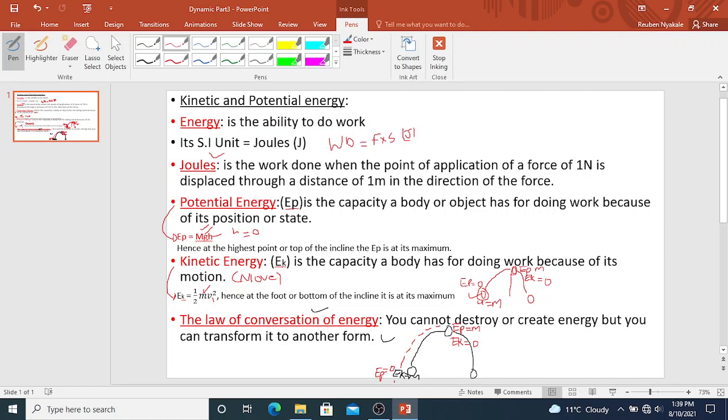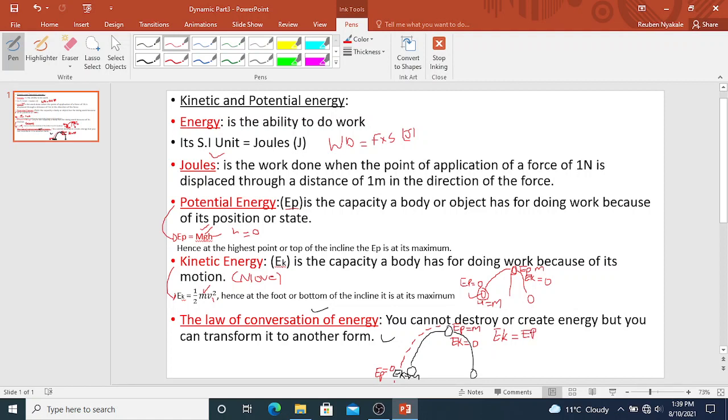We didn't destroy, we didn't create, we only transferred the EK to be the EP. And as the stone moves from the greatest height to the lowest height, you can tell that the process begins again, or it continues. The EP loses energy, while the EK gains energy. That's what they mean by this law. Hence we are having EK equals your EP.